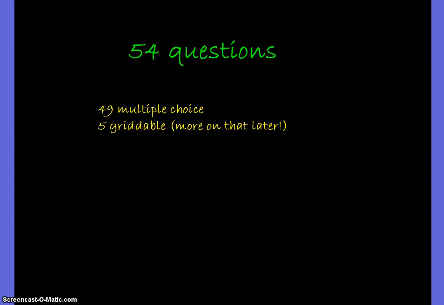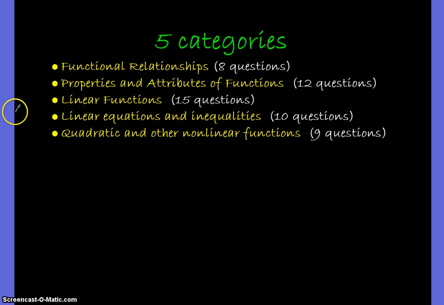This is for Algebra 1. We're going to be looking at the benchmark today. Before we go over the correct answers, let's talk for just a minute about the end of course. The Algebra 1 end of course will have 54 questions. 49 of them are multiple choice and 5 are griddable. We'll talk more about what I mean by a griddable question later on.